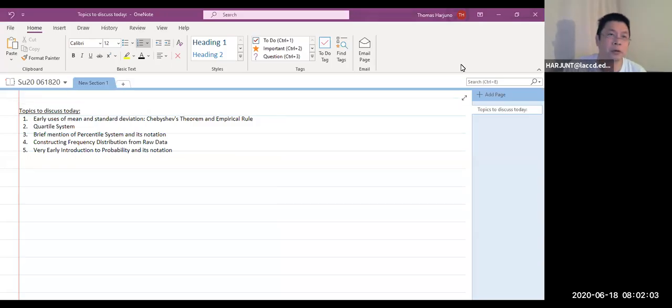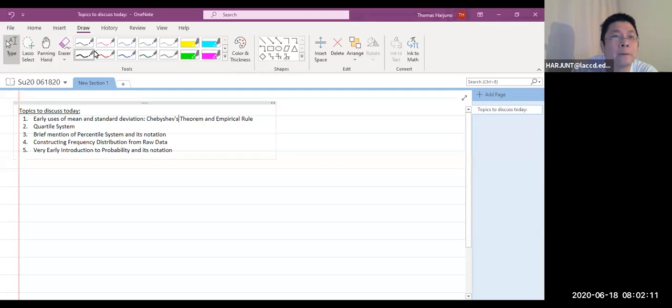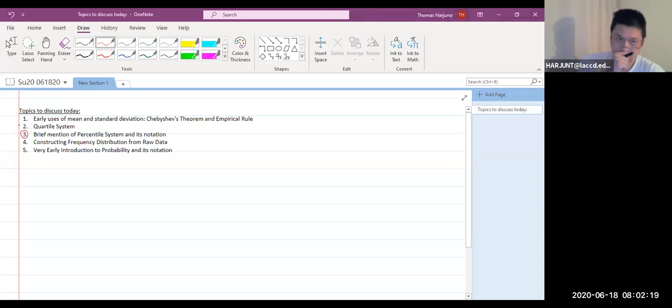Today we will cover actually only four major topics. This one here, I will mention it briefly. Now we will answer a big question. Therefore, so far we have learned the mean and standard deviation, mean and variance, and from variance we get standard deviation. Then what are the uses of this?